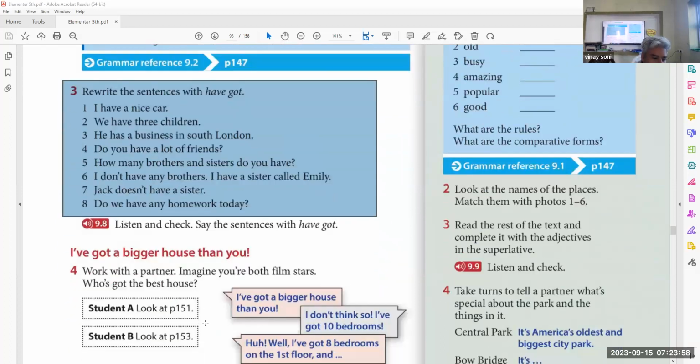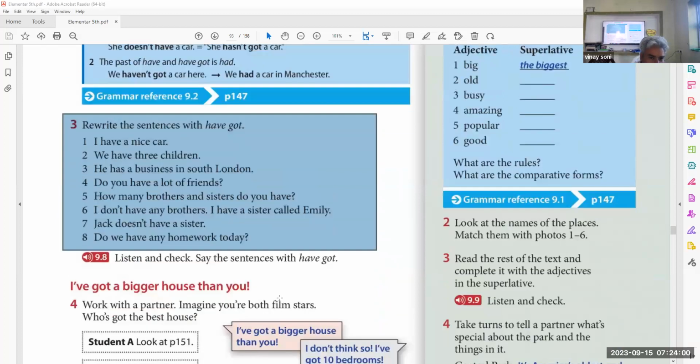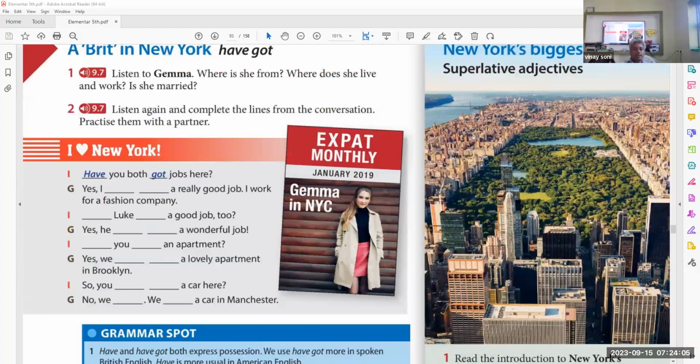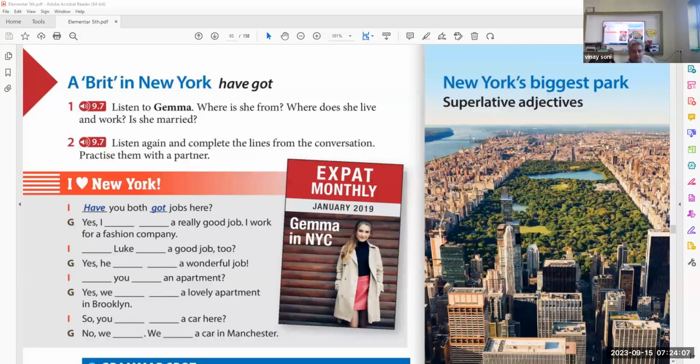Now, this practice we will do later, number 4. I would like to take you guys to the superlative adjectives. Superlative adjectives.